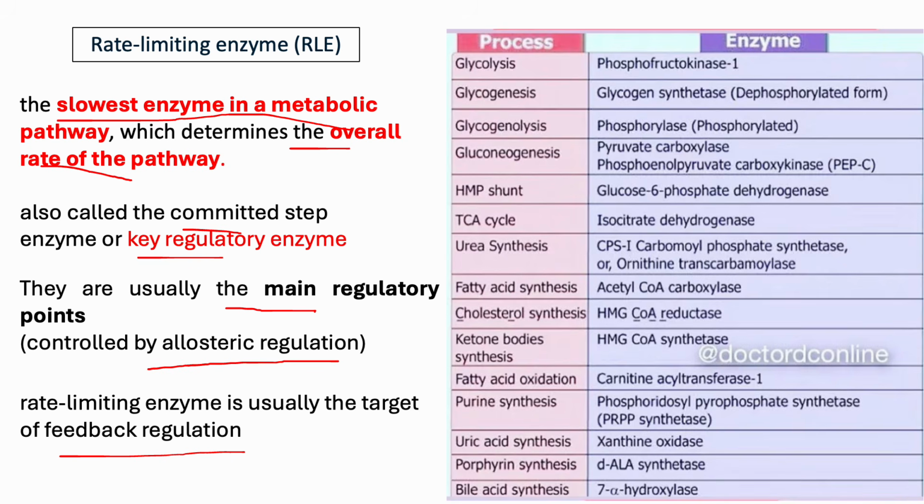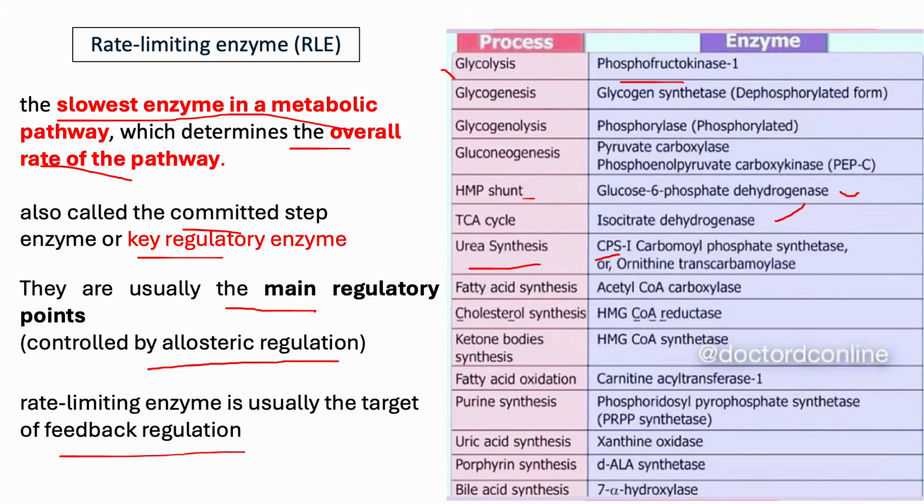Let us know about some rate limiting enzymes. For example, in glycolysis, phosphofructokinase is the rate limiting enzyme, and also in glycogenesis, glycogen synthetase, and also in the HMP shunt, glucose 6 phosphate dehydrogenase, in the TCA cycle, isocitrate dehydrogenase, and in urea synthesis, CPS1, carbamoyl phosphate synthetase. They are the rate limiting enzymes, and there are so many rate limiting enzymes in different pathways.